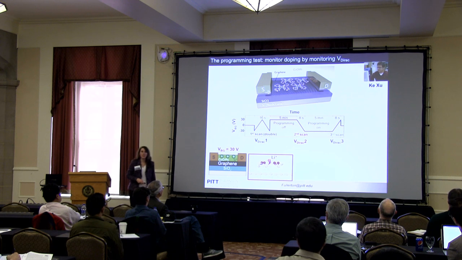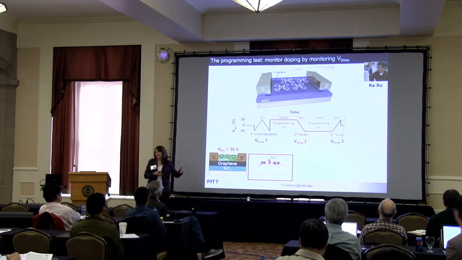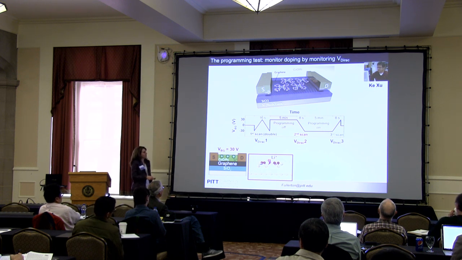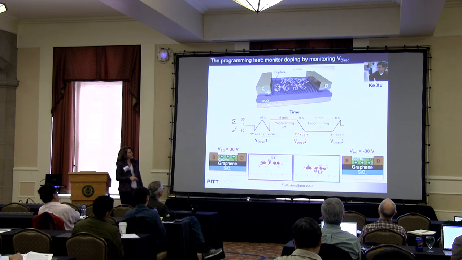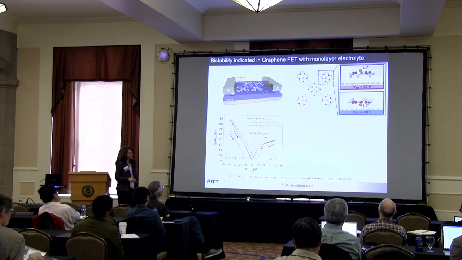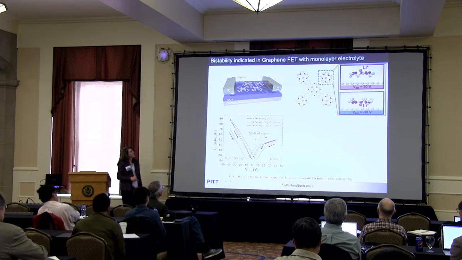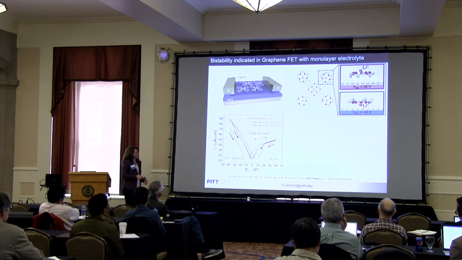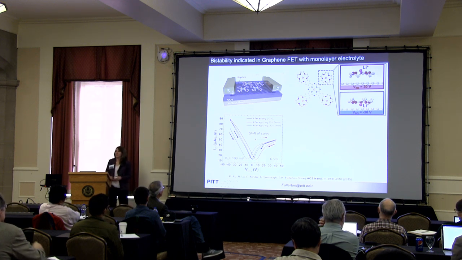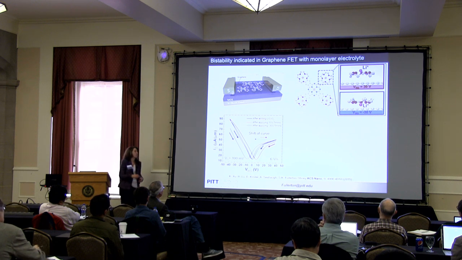And then he did what everyone would do when you have some sort of device that looks like a memory. He started doing endurance measurements. Before I get to that, I did want to say that we also have DFT calculations to estimate how much the boron nitride is stabilizing our system. And the answer is it basically increases the adsorption energy by a little over an electron volt. So it certainly is more energetically favorable for the ion to be stabilized in the presence of that boron nitride.